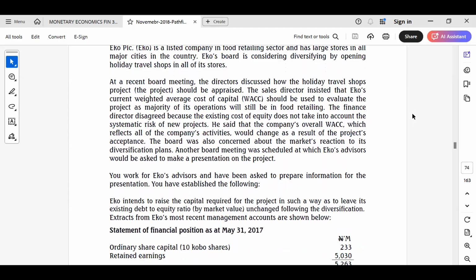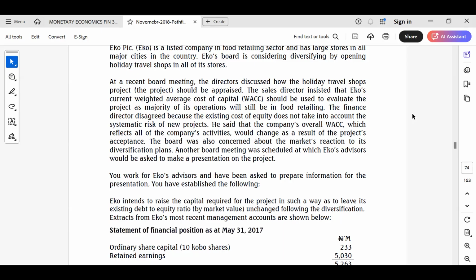Board meetings were scheduled at which Echo's advisors would be asked to make a presentation on the project. You work for Echo's advisors and have been asked to prepare information for the presentation. You have established the following. Echo intends to raise the capital required for the project in such a way as to leave its existing debt to equity ratio by market value unchanged following the diversification.